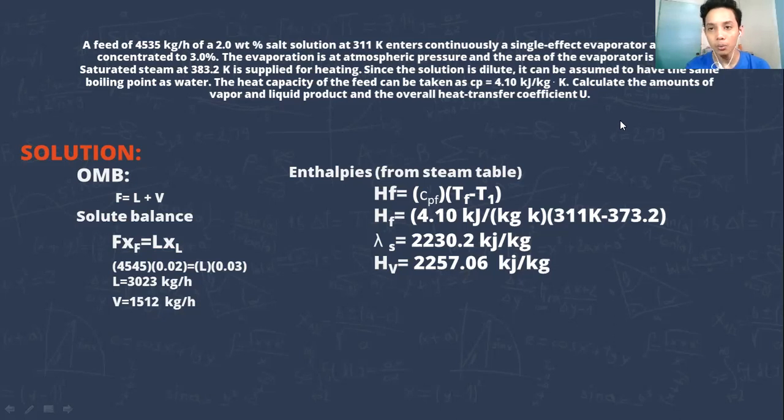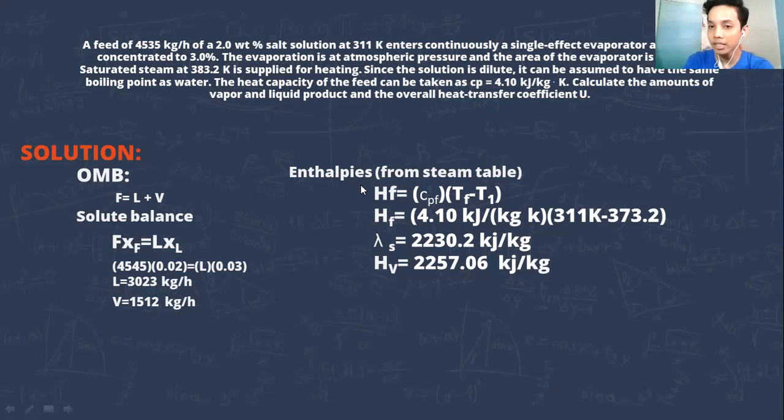So in solving the U, the overall heat transfer coefficient, we need to use the heat balance equation. But before that, we need to find the enthalpies. And where could we find the enthalpies? We could find the enthalpies in the steam table, except for the enthalpy of the feed. But we are given a heat capacity of 4.10 kilojoules per kilogram Kelvin. And with this, we could solve for the enthalpy of the feed.